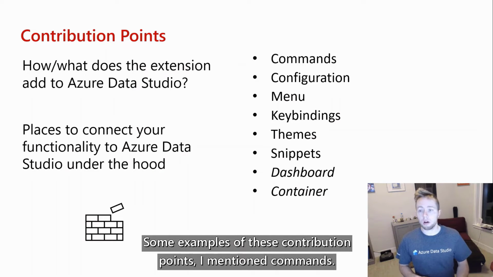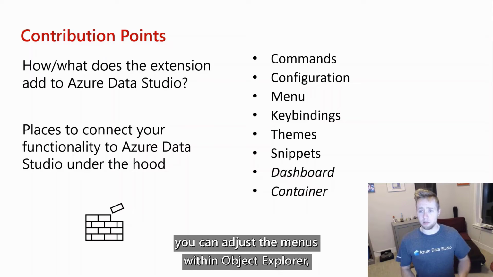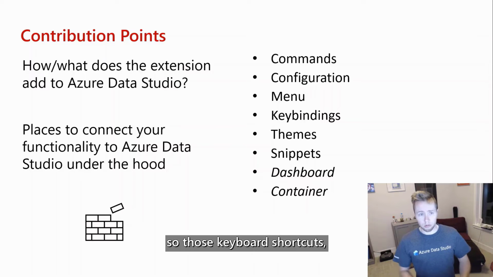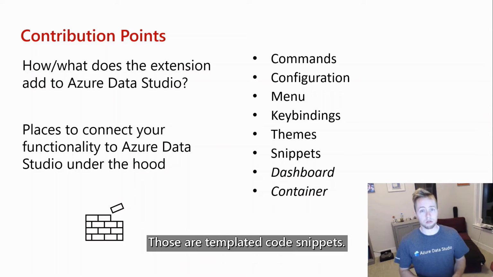Some examples of these contribution points: I mentioned commands. You can add configuration settings to Azure Data Studio. You can adjust the menus within Object Explorer. You can add key bindings, so those keyboard shortcuts. You can add color themes. You can contribute groups of snippets, so those are those templated code snippets.